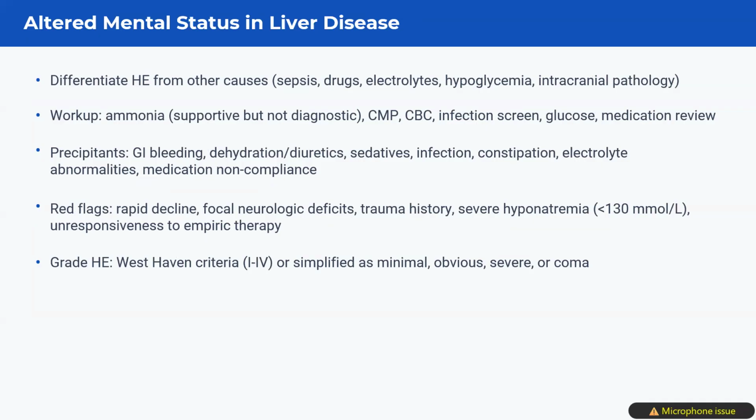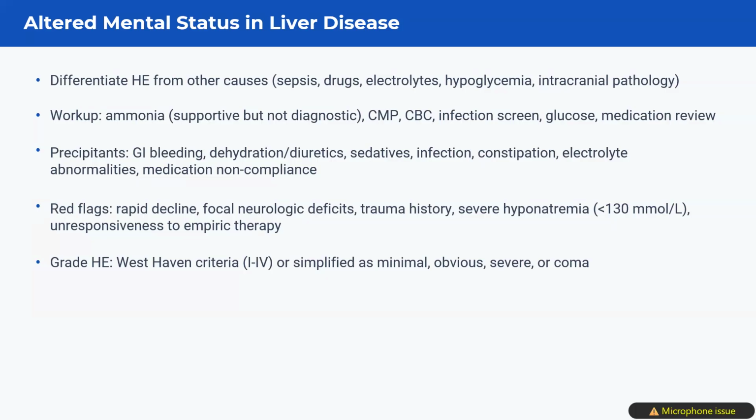So in this slide, I want to distinguish altered mental status in liver disease from hepatic encephalopathy, because it's not the same thing. So what you want to do before ruling in hepatic encephalopathy is always rule out other causes of altered mental status, like sepsis or infection as the most common mimic, drugs, opioids, benzos, antihistamines, electrolyte derangements, hypoglycemia, or some sort of intracranial pathology, say due to a fall or a head bleed. You never want to label a patient as hepatic encephalopathy until you've ruled out these other causes.